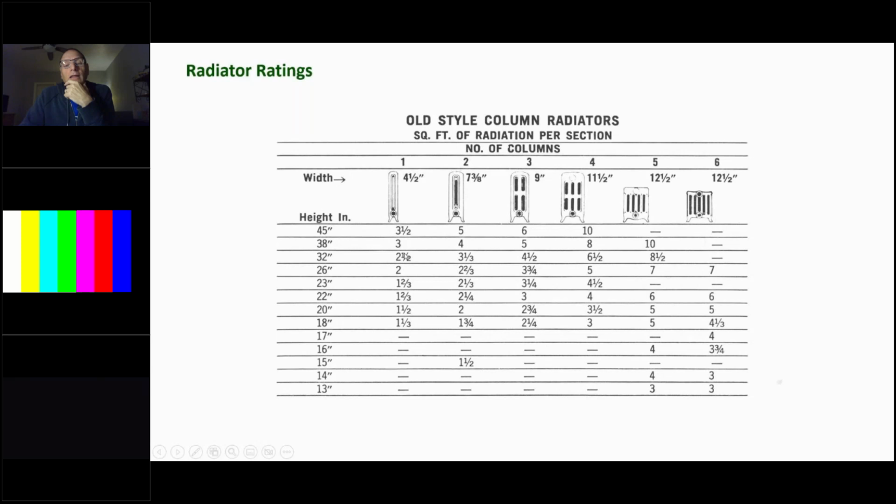If it has 3 columns, you would go over here, circle the 5 square foot per section, and then you count the number of sections. So if you've got a 5-section radiator that's 9 inches deep and 38 inches high with 5 square feet, you would have 25 square feet. And then you would multiply that by 240 to get the amount of BTUs of steam that equates to, or 150 for the amount of BTUs that water equates to.